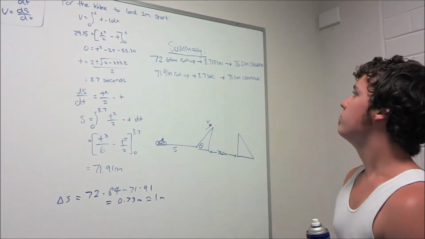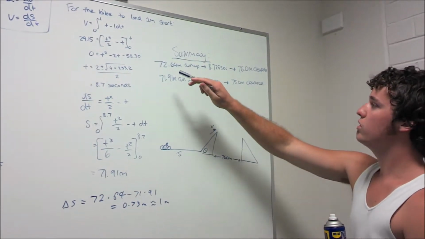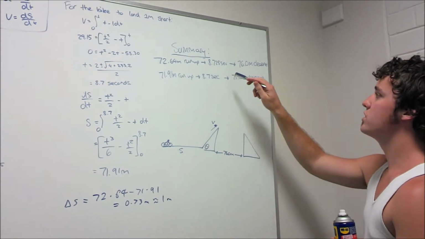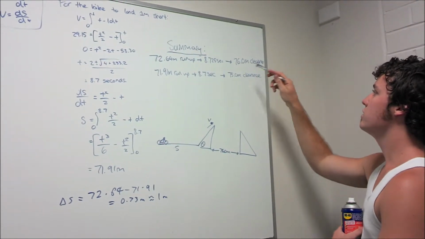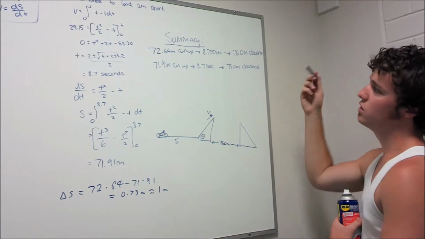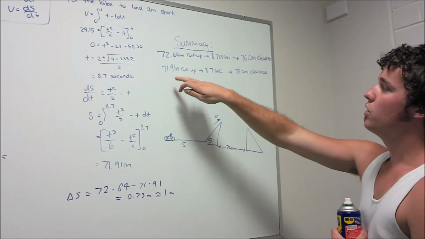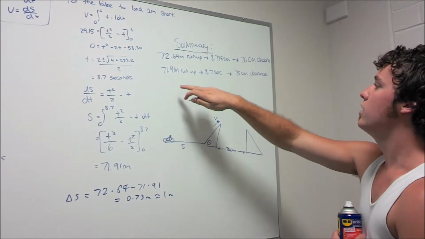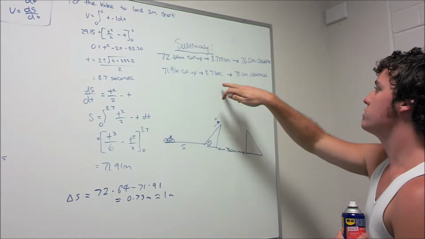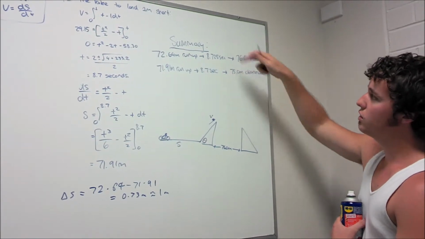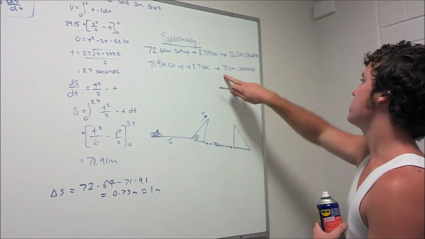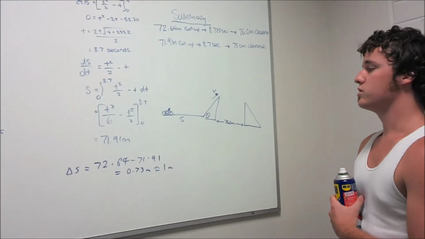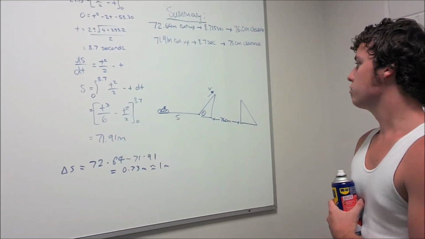As a summary, with our run-up of 72.64 meters, it takes 8.7 seconds and we get 76 meters clearance, as opposed to a 1 meter short run-up, or 0.73 short run-up, sorry. It'll only take 8.7 seconds, which are very close values, very similar. And so we'll get 75 meters clearance. And this diagram just explains it a bit more in simple terms.